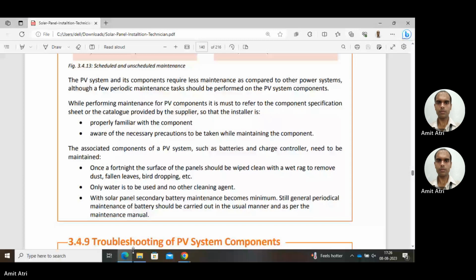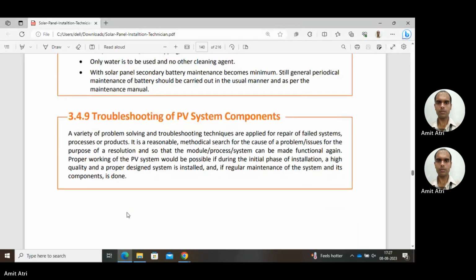Now next we come to troubleshooting of PV components. So a variety of problem solving and troubleshooting techniques, means there is something unusual and we should detect it. We should correct it in our solar system, a PV system. So they are applied for repair of a failed system, process or product. Some preventive action, some corrective action is needed.